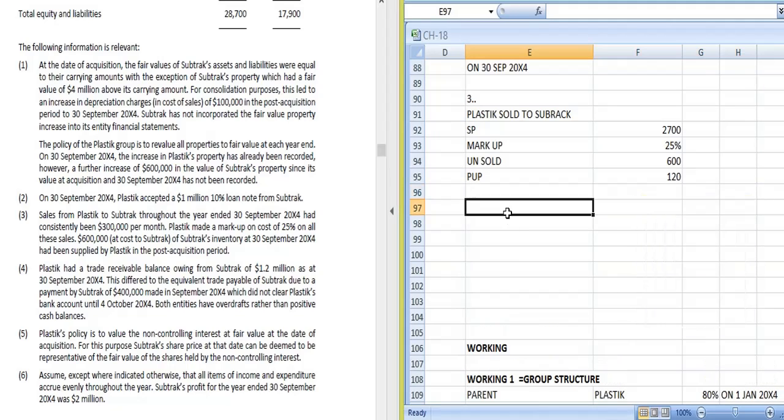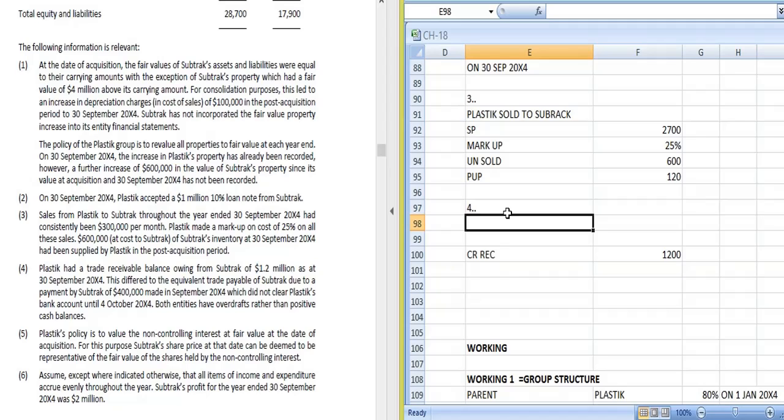Okay. So plastic has a trade receivable balance to be payable from the subtract. So this needs to be cancelled out because it is an intercompany transaction. So we will credit receivable to get it cancelled out, which is 1200, but this amount does not match with the payables of subsidiary, due to the subsidiary having made payment.